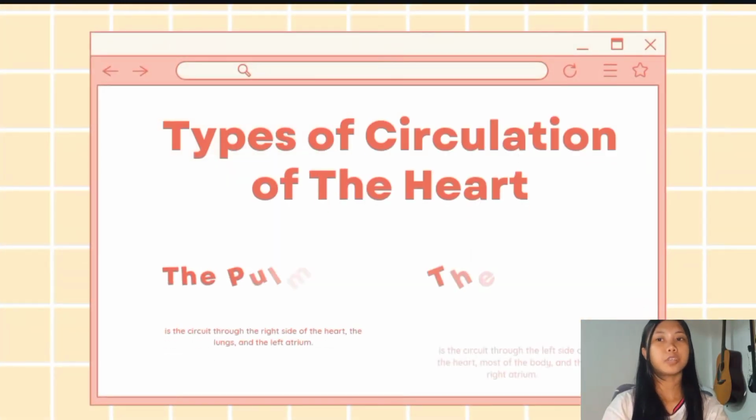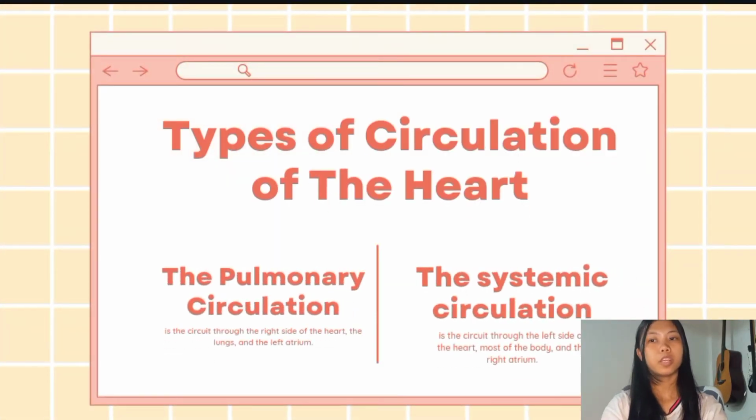The types of circulation of the heart: the pulmonary circulation and the systemic circulation. The pulmonary circulation is the circle through the right side of the heart, the lungs, and the left atrium. The systemic circulation is the circle through the left side of the heart, most of the body, and the right atrium.